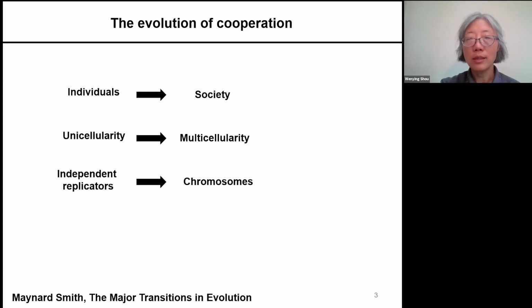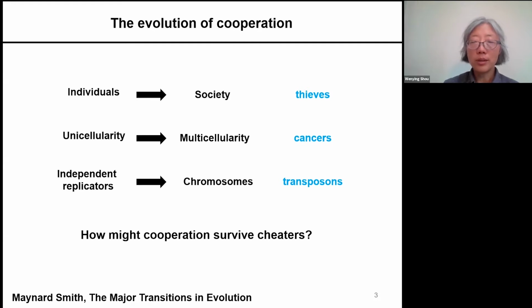But the cooperation is threatened by cheaters. In a society, we have thieves. For multicellular organisms, we have cancers, cells that grow more than what they should. And for chromosomes, we have transposons, which replicate more than what they should. How might cooperation survive cheaters?